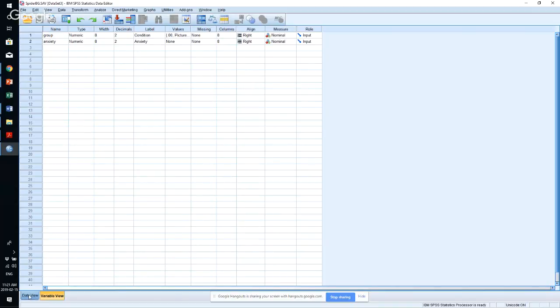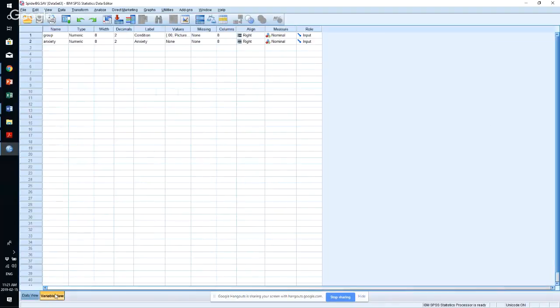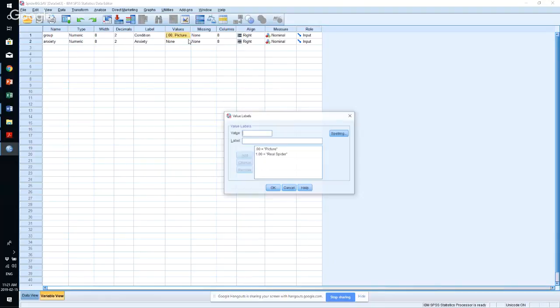Now, in this case, we have 24 people. 12 of them were in, so I have a group here. 0 is, I'd have to tell you, I don't even know. 0 is picture, 1 is real. Again, thank you, Angela, for providing wonderful coding in my variable view so that I would know what I had done, right? This is why you have to do this, so that you remember what you did.